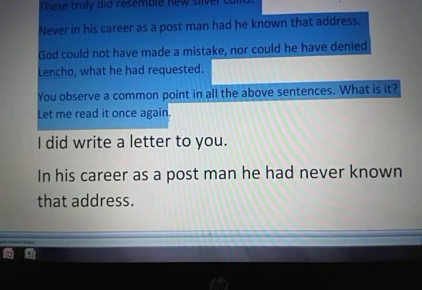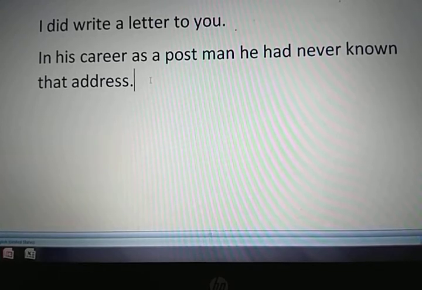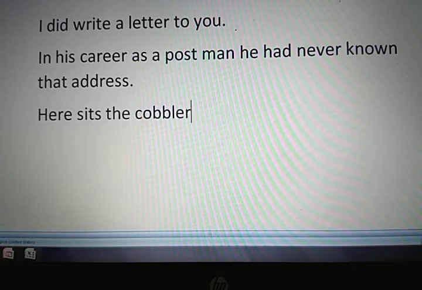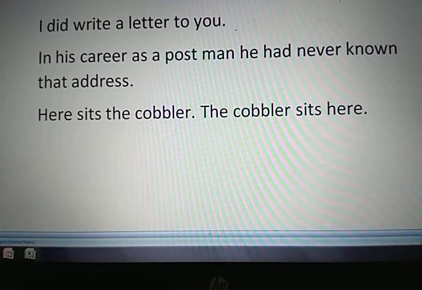Suppose you start any sentence with either here or there. Here sits the cobbler. Clear? Actually, what is the subject? The cobbler. The verb has come before the subject. Actually, you can write like this: the cobbler sits here. So if you want to emphasize, then you write like this. Here, this is the place. So if you want to say it with some stress, you can write, here sits the cobbler.